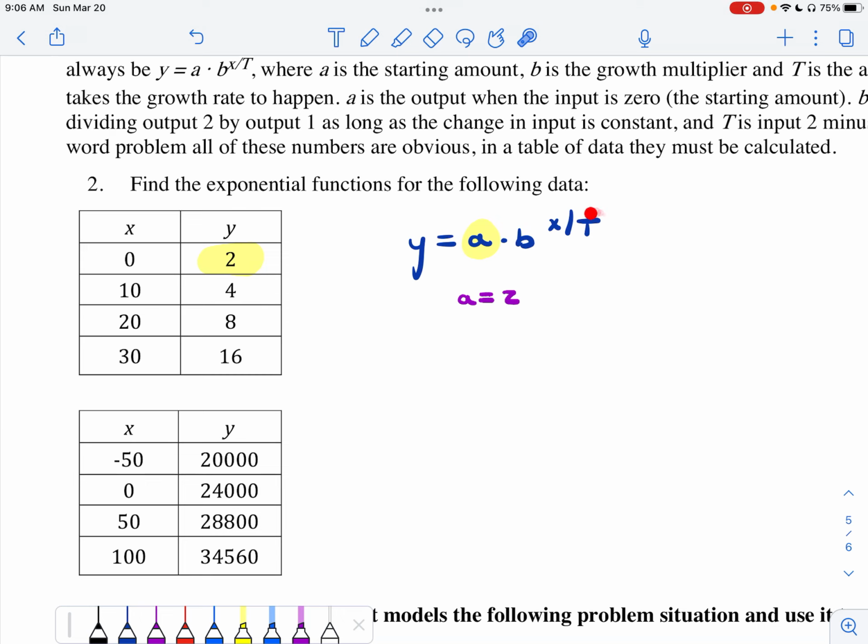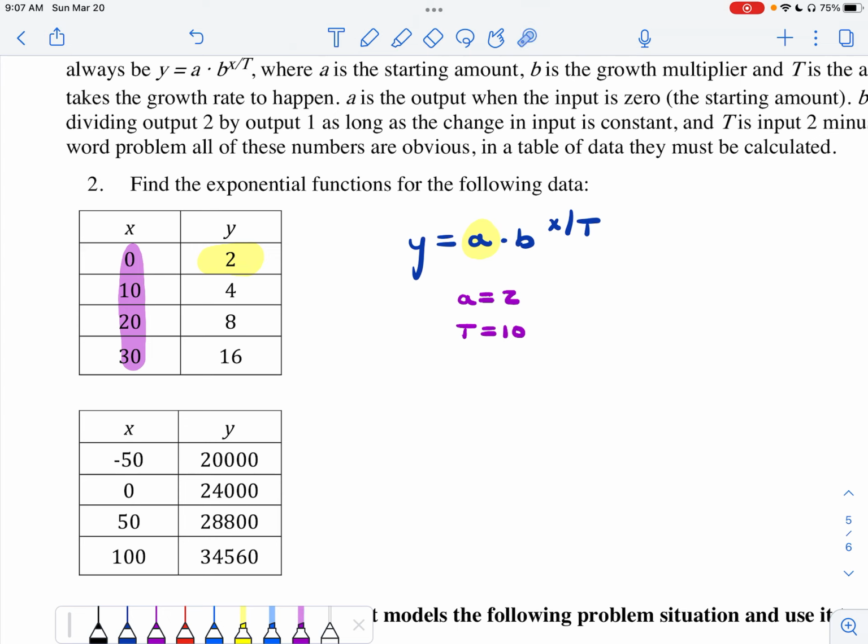Our t value, remember, is basically going to tell us how our x values are increasing. In here, our x's are going from 0 to 10 to 20 to 30. So our x's are counting by tens, which would mean our t value is 10. That's coming from these guys over here.